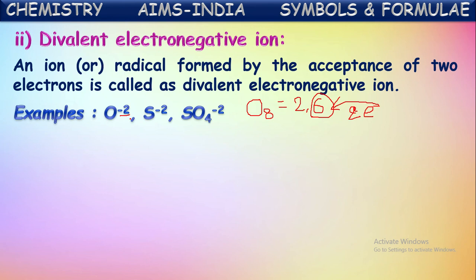In the similar way, sulfur ion, sulfide ion, is called S minus 2, and the sulfate ion, these together as one ion. These are called bivalent electronegative ions.